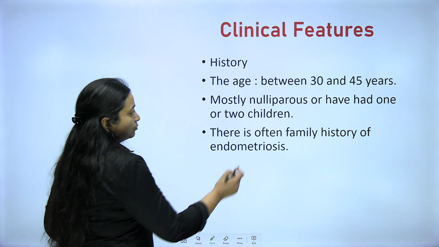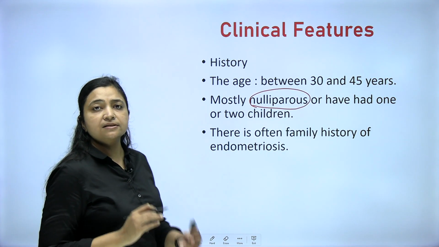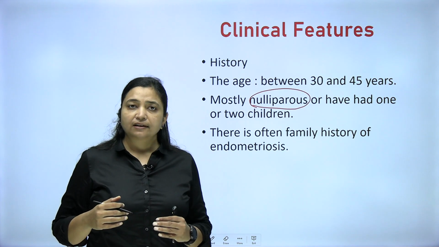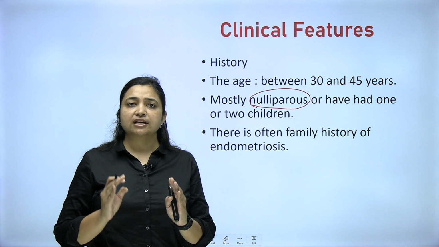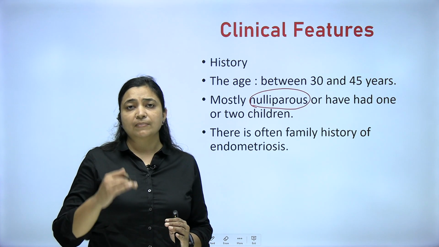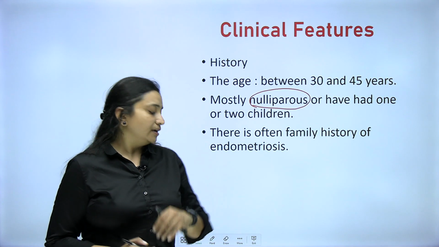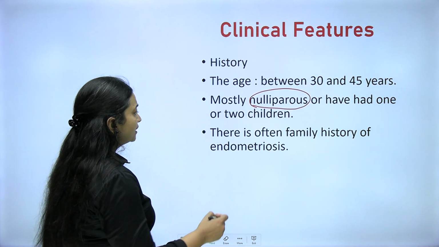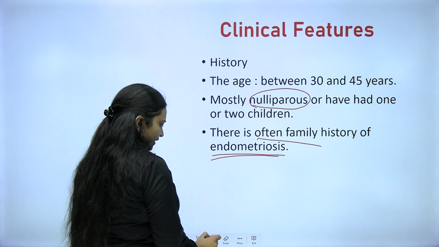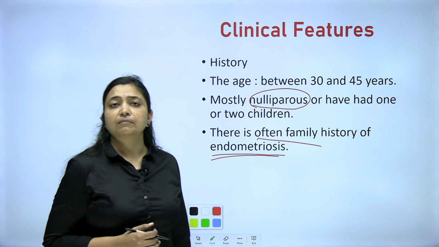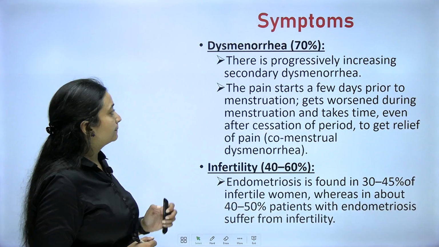And it is mostly nulliparous women or those who have 1 or 2 children. That means they have regularly bled. For the 9 months of pregnancy, the timing of amenorrhea is very less. So in modern times where marriage is delayed and conception is delayed, the prevalence of endometriosis is increasing. There is often a family history of endometriosis. We cannot say definitely that it is familial, but yes, you will find a history of endometriosis in most of the cases.